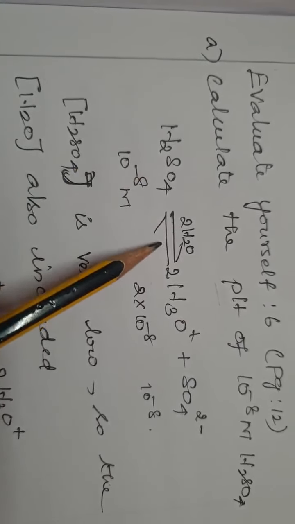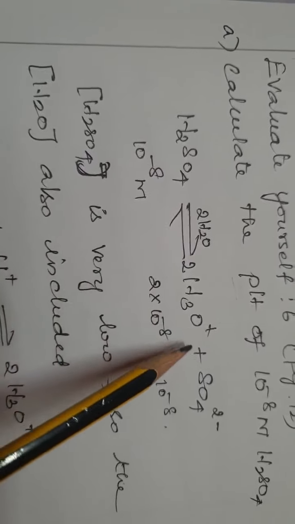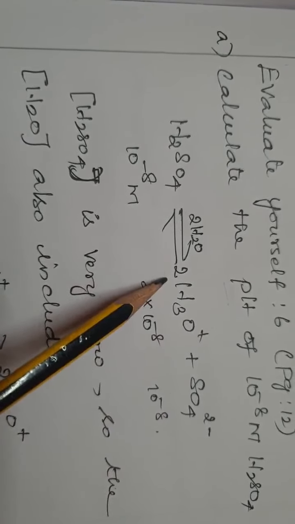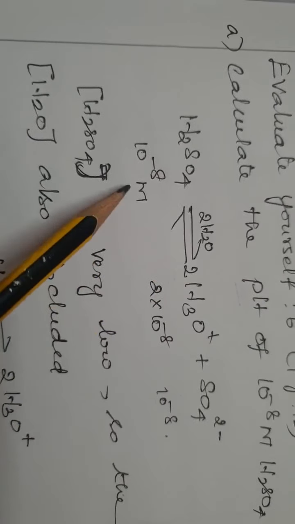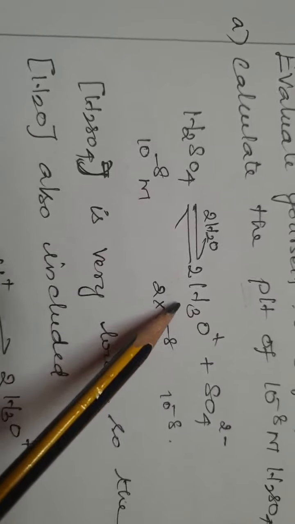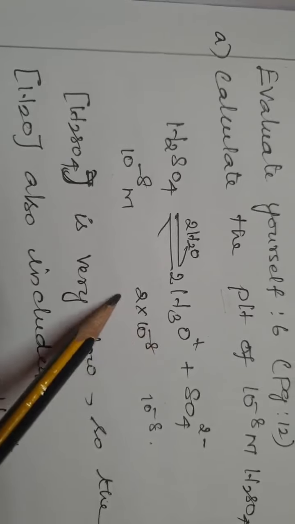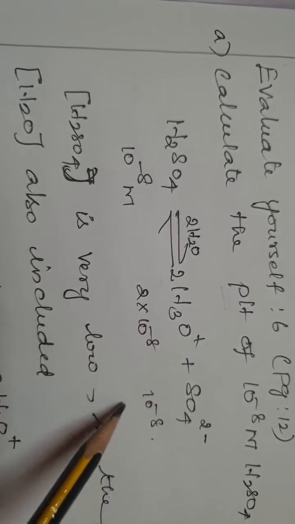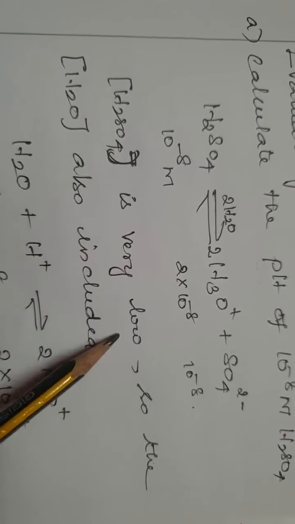H2SO4 is reacting with water molecules. Sulfuric acid is in equilibrium with water to form hydronium ion along with SO4 2-. You have to balance it by writing 2 H2SO4 along with 2 water molecules. So what is the concentration given for sulfuric acid? 10^-8 M. Then here 2 H3O+ or 2 H+ ions are formed, so 2 into 10^-8 is the concentration of H+. Then what about SO4 2-? 10^-8.